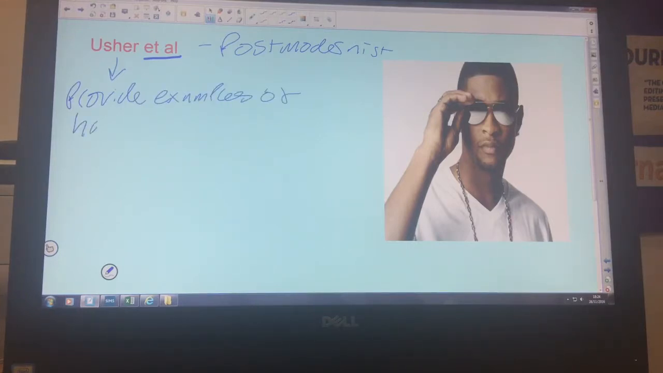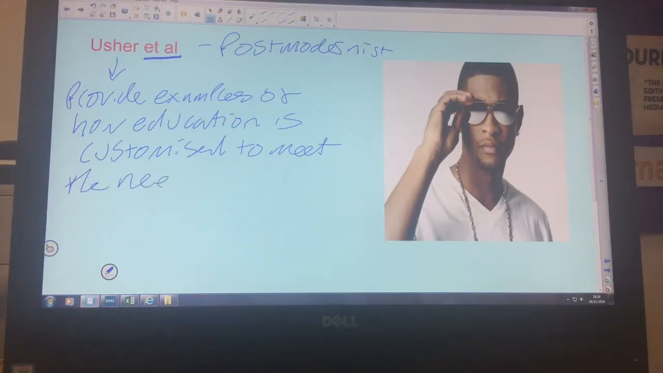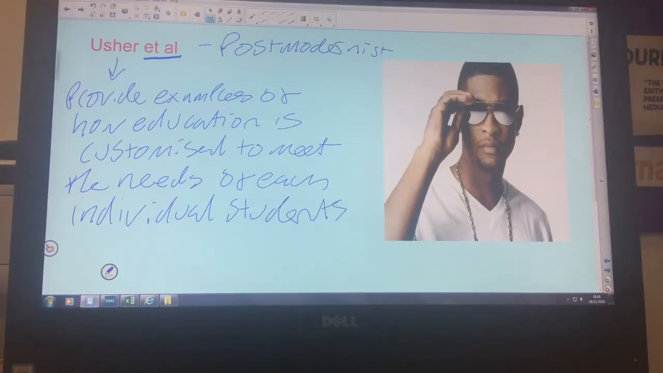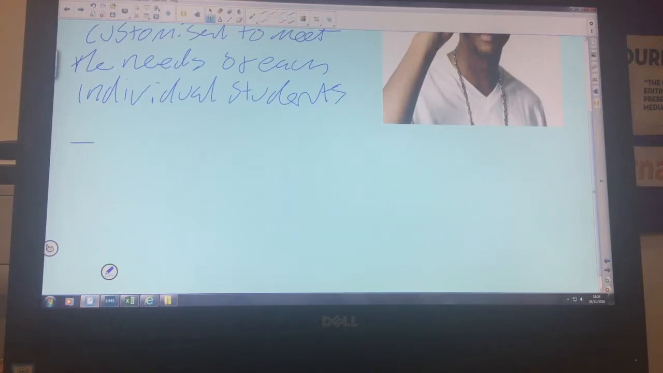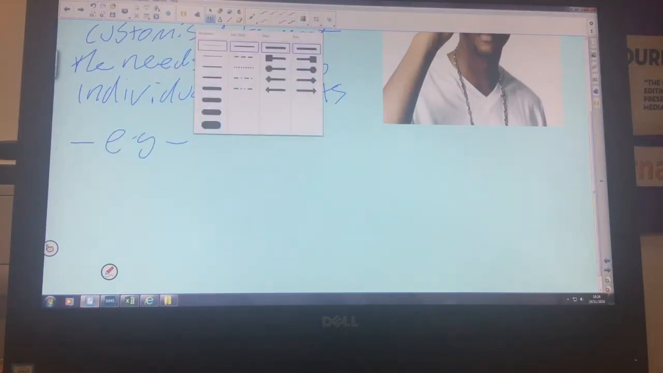of how education is customised to meet the needs of each individual student. He gives loads of examples. Now in class obviously we'll talk about loads of different types, but I'll just give you some really hardcore examples now. So let's talk about these.